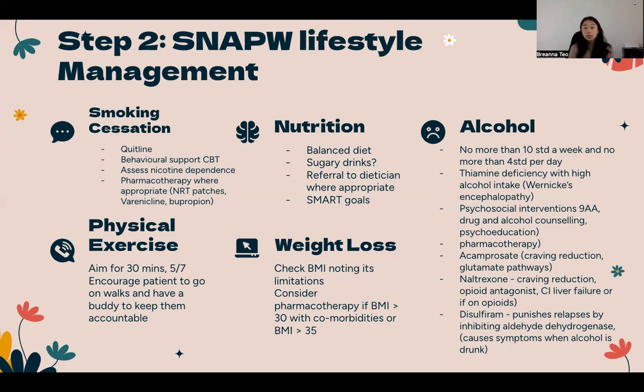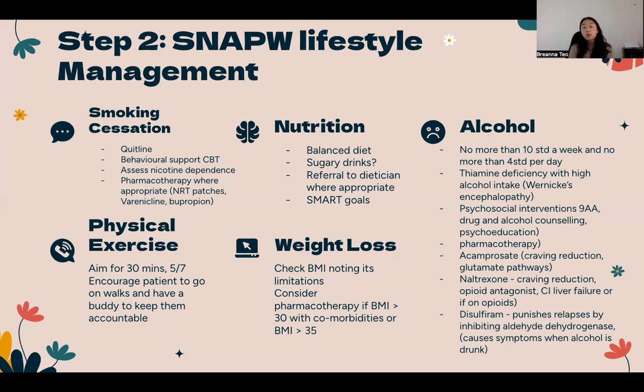P is for physical exercise. Do you currently exercise, or do you tend to have a very sedentary lifestyle? Our aim is for 30 minutes, 5 times a week, ideally. And again, we can do our SMART goals. So starting low, maybe just doing some walks or light swims, and then increasing that appropriately as well. Having someone to keep them accountable is often really good.